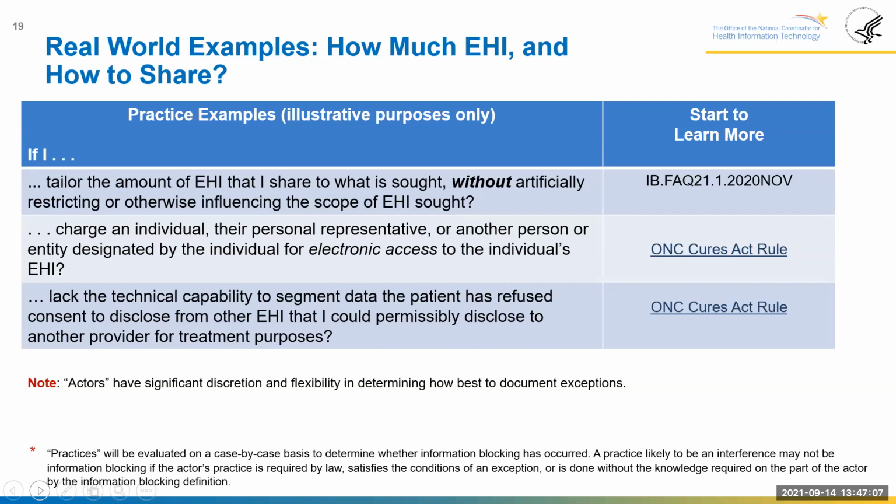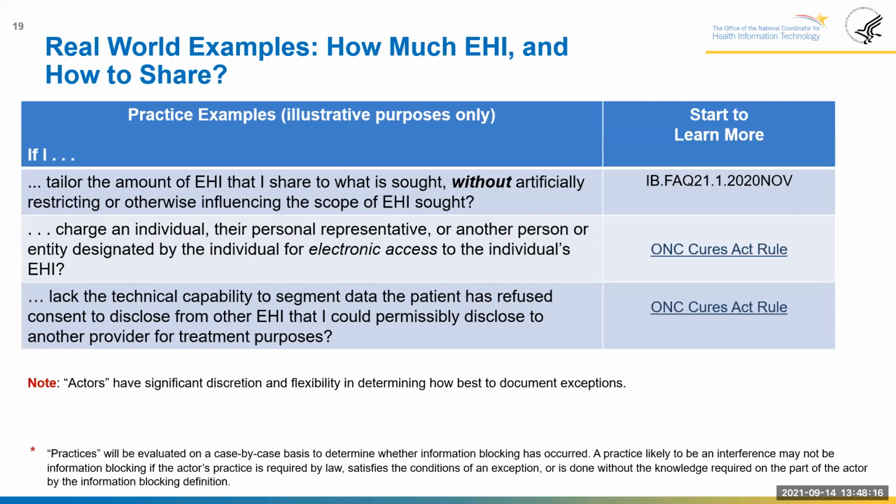If I tailor the amount of electronic health information that I share to what is sought, without artificially restricting or otherwise influencing the scope of EHI sought. So that is probably not an interference, but whether or not it's an interference is maybe not as directly relevant a question. That's why you don't see the checkboxes on this slide. What we've said, and you can look at the FAQ, is you can tailor what's shared to what someone is looking for. Obviously what you share needs to be limited to what you're legally permitted to disclose in a particular circumstance. But even within what you're legally permitted to disclose, you can tailor it as long as you haven't artificially restricted or influenced what they're looking for.